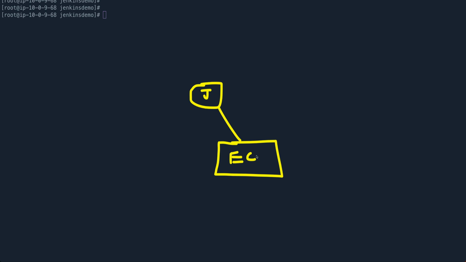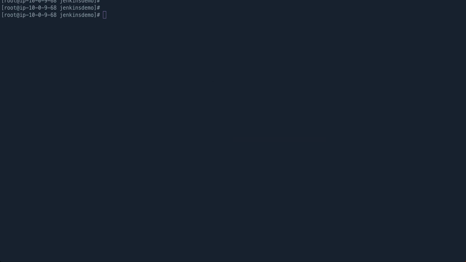So we are going to create a pipeline. The pipeline will run, and that pipeline is going to create an EC2 instance for us. All right, but before that we need to do a few things.